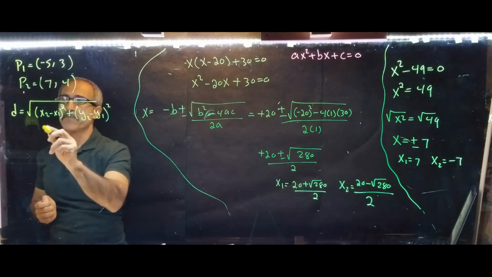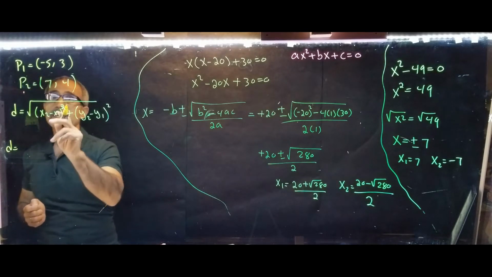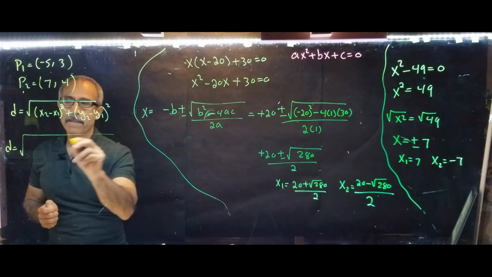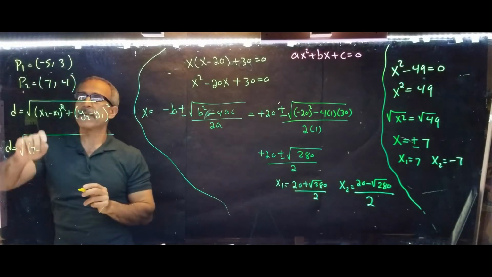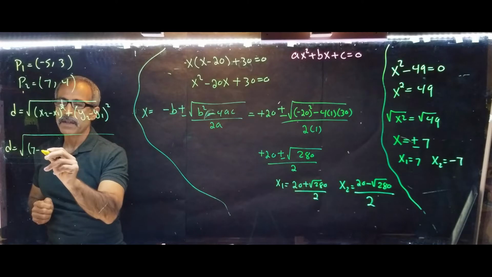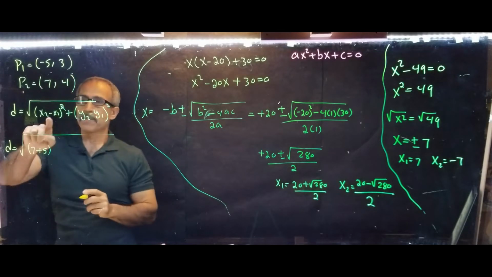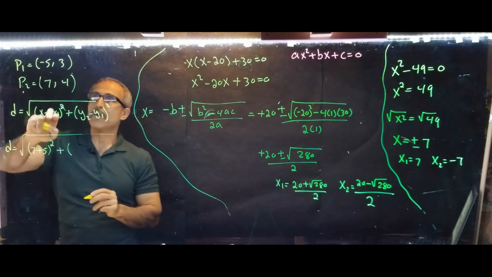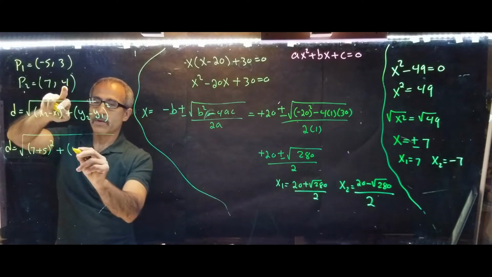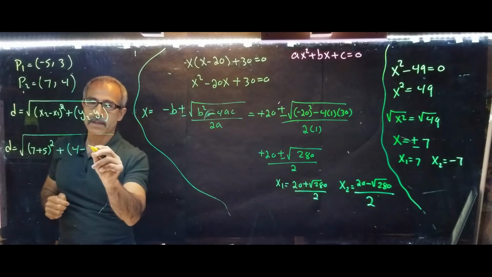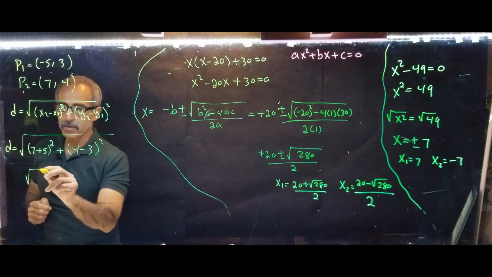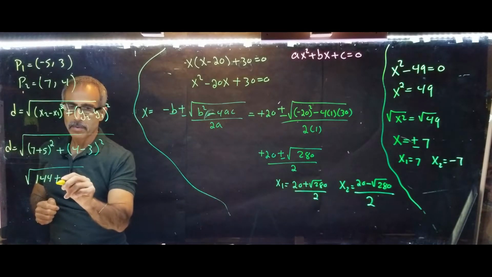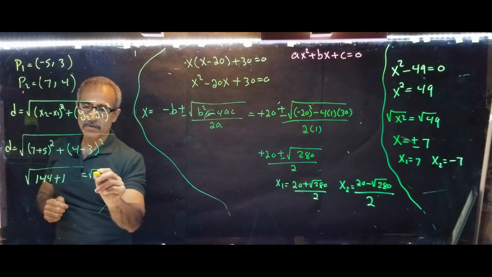Let's plug these numbers in. So the distance between these 2 points is, my x2 is 7, minus x1, which is minus 5, right? That makes it plus 5. Minus 5 makes it plus 5. Then square this, and plus y2. y2 is 4, minus y1 which is 3, and square. So you continue the square root, that becomes 12 to the power 2, 144, plus 1. So you get the square root of 145. That's your answer.